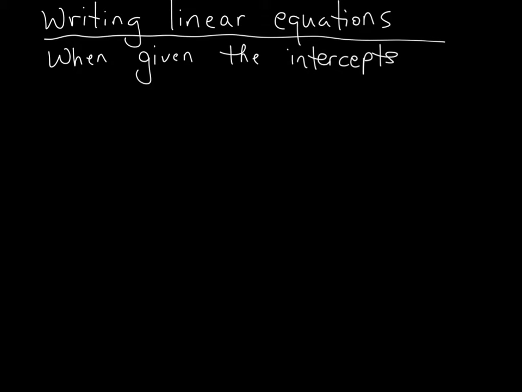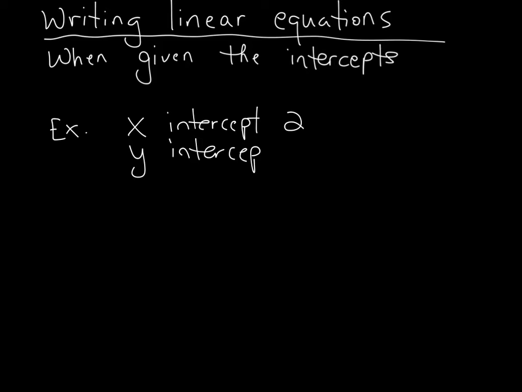Okay, so we're still working on writing linear equations. And now this one is when given the intercepts. So an example I'm going to use here is if I'm given the x-intercept of, let's go with 2, and the y-intercept of, let's go with a negative 2. How about that? We'll make one of them negative.